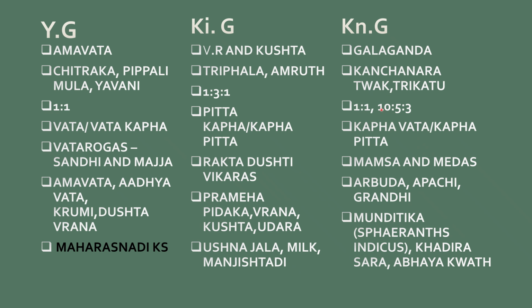If we look deeper into the combination of the ingredients, we can see the ratio 10 is to 5 is to 3, in which 10 is for Gugulu, 5, that is half the part of Gugulu, will be Kanchanara Tokku, and the 3 part will be Trikadu. Each of the Trikadu will be 1:1:1, so total 3. Triphala is also there, with half, half, half, that is 1.5. So 10 is to 5, 5 is to 3 is to 1.5.